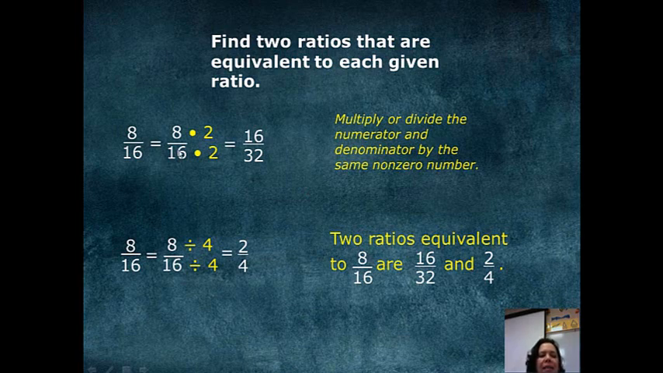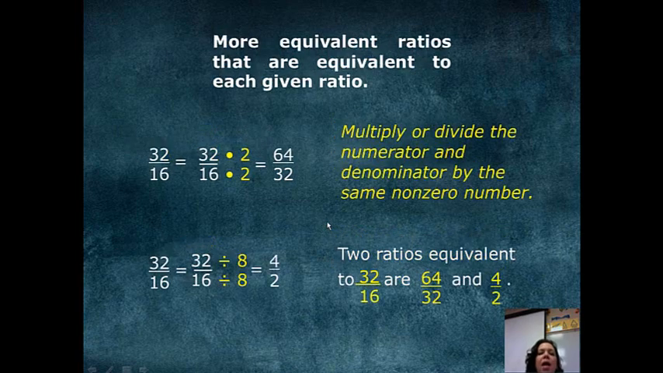So here we take 8 to 16, we multiply the top and the bottom by 2, and we get 16 over 32. Here we take 8 to 16, we divide the top and the bottom by 4, and we get 2/4. So 2 ratios that are equivalent to 8 to 16 are 16 to 32 and 2 to 4. Then you could also say 8 to 16 and 16 to 32 are equivalent to 2/4. Then you could also say 8 to 16 and 2 to 4 are equivalent to 16 to 32. They're all equivalent.